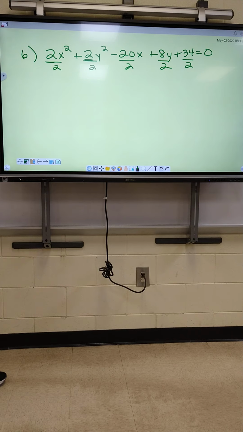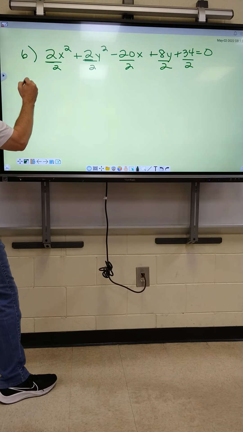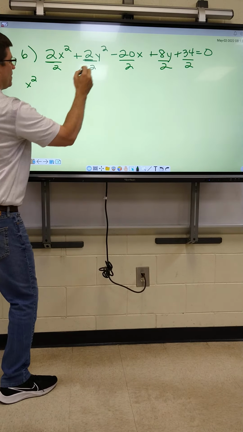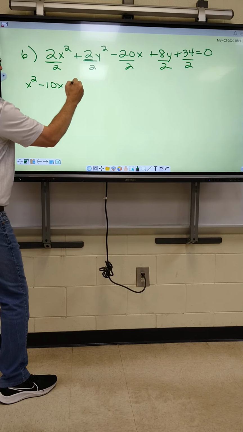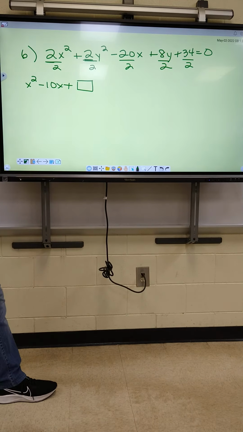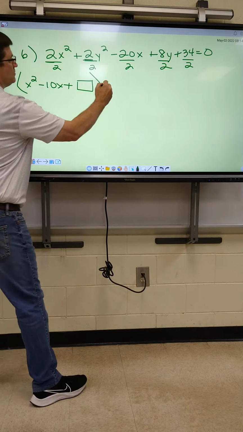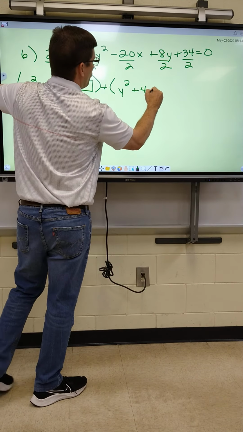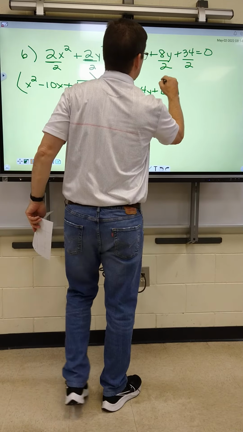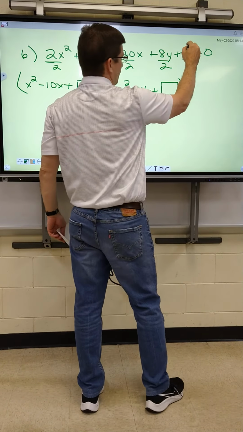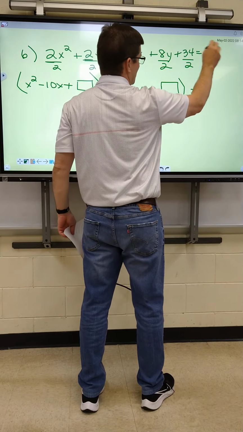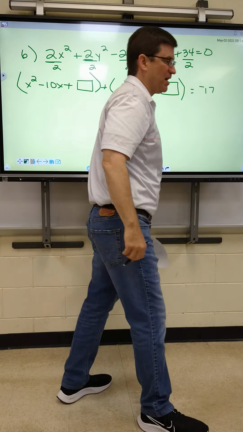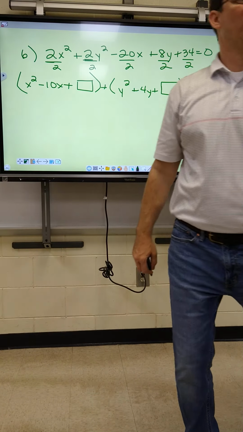And you know what I mean by group it. Get your x's in the group, get your y's in the group. So this is going to be x squared minus 10x, then your box, remember. All right, we got y squared plus 4y, then your box. Now 34 divided by 2 is 17. Move it over, that's a negative 17. It doesn't belong in a group, so you move it over.